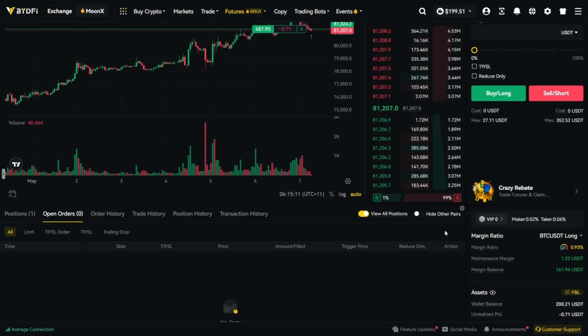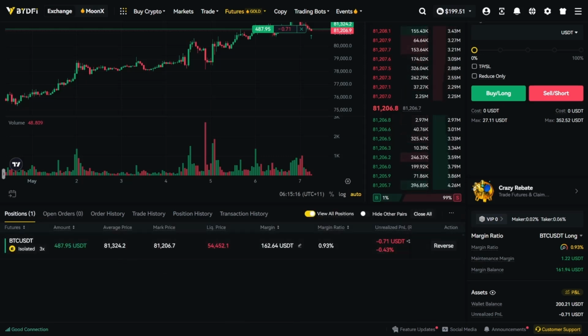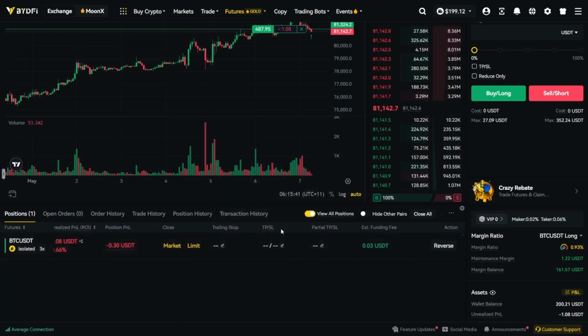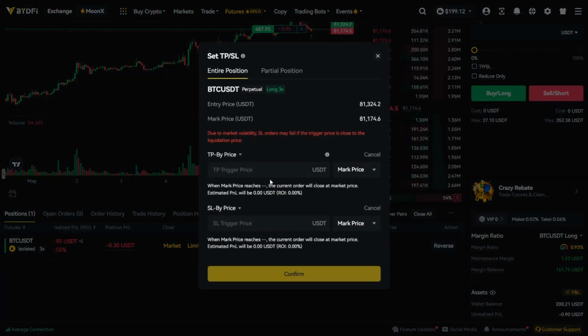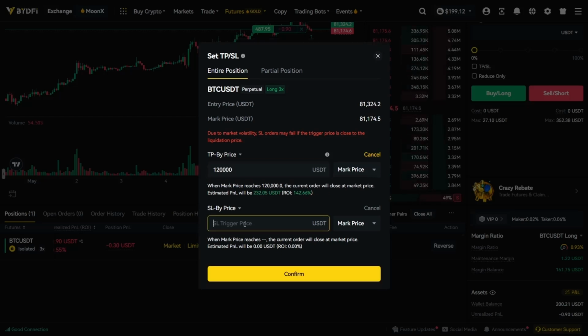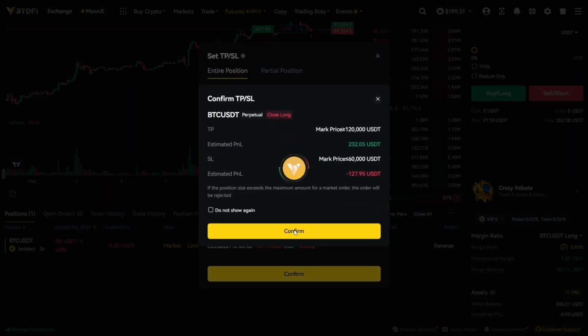Now, I showed you how to add a take profit and stop loss before your order. Next, I'm going to show you how to add a take profit and stop loss after your order. So we can see that our trade is still live, and we're going to scroll to the far right, and under take profit and stop loss, we're going to click on this icon. And here is where we can add our take profit and stop loss again. We are just going to do the same thing as before with 120,000 as our take profit and 60,000 as our stop loss, and confirm these orders.